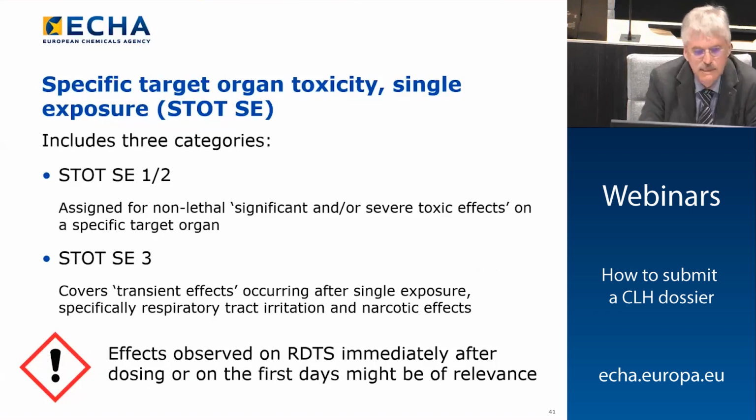But then separately from this, there is the specific target organ toxicity category 3, which covers transient effects occurring after single exposure, specifically respiratory tract irritation and narcotic effects. And these need to be addressed separately from category 1 and category 2. It's worth noting that the effects observed in repeated dose toxicity studies immediately after dosing or on the first days might be of relevance for this hazard class, as well as the acute toxicity data and any specific data for specific target organ toxicity after single exposure.